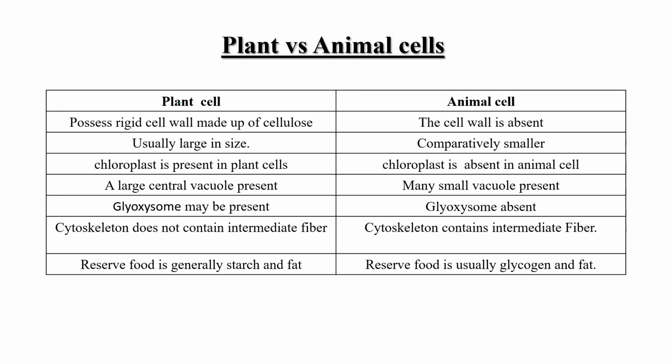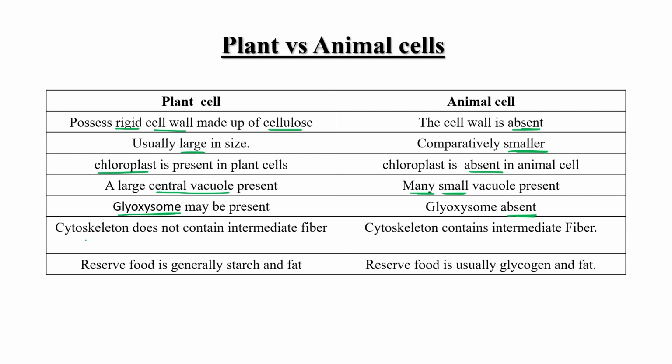Now broadly, we can compare plant cells with animal cells. The plant cell has a rigid cell wall made up of cellulose, while the cell wall is absent in animal cells. The plant cell is large in size compared to the animal cell, which is smaller. Chloroplast is present here, and absent in animal cells. A large central vacuole is there, while in animal cells only many small vacuoles are there. Glyoxysomes may be present in plant cells, while they are absent in animal cells.